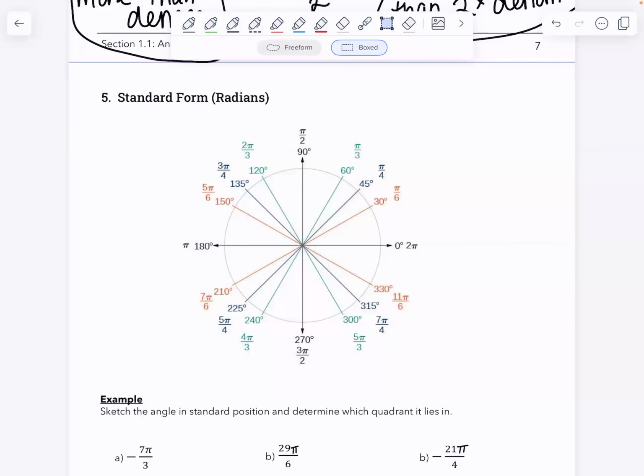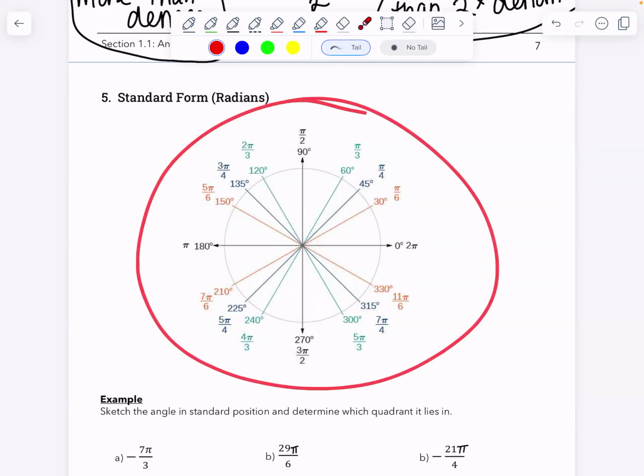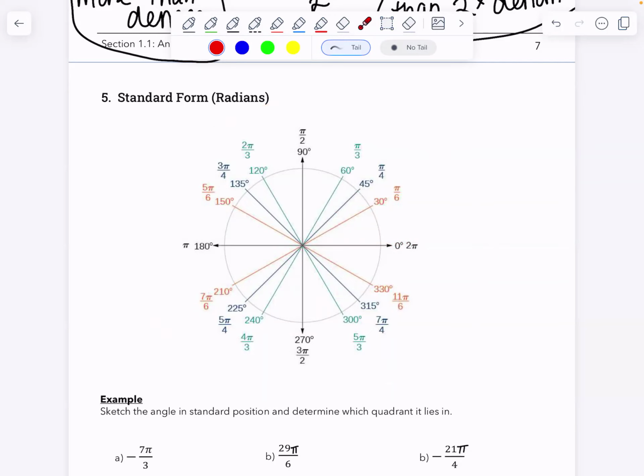Form of an angle in radians. All right, so we've done standard form of an angle in degrees. We talked about how the initial side of the angle is on the positive x-axis, and that positive angles move in the counterclockwise motion, and that negative angles move in the clockwise motion. We also talked about these very special angles here on the unit circle.